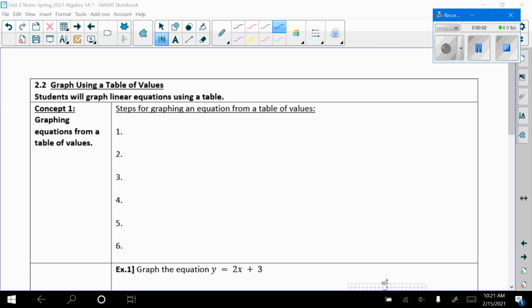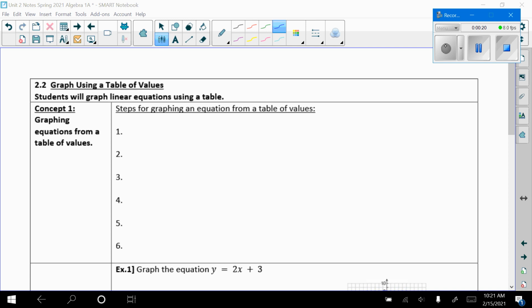As we continue in linear equations, we look at section 2.2. This is going to be graphing using tables of values. Some of you don't like to use the table. However, I'm going to impress upon you the importance of using a table, showing your work and getting your points, and then being able to plot those.